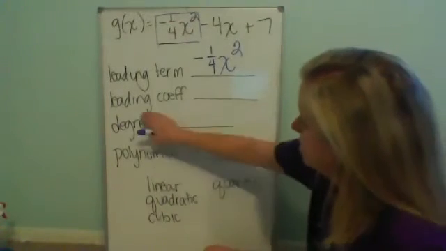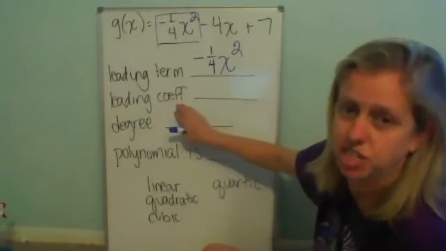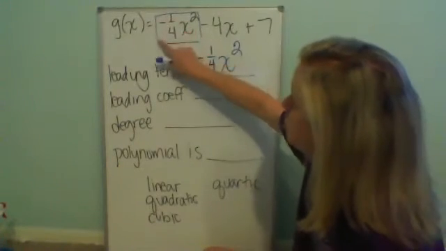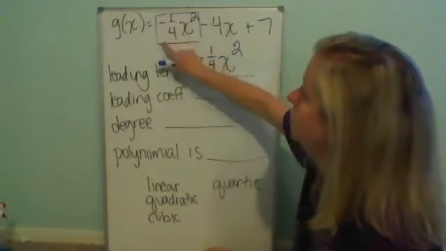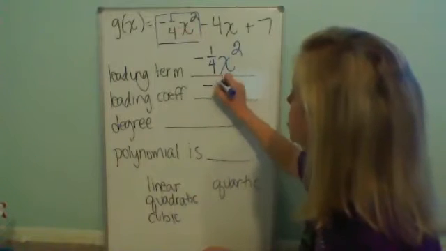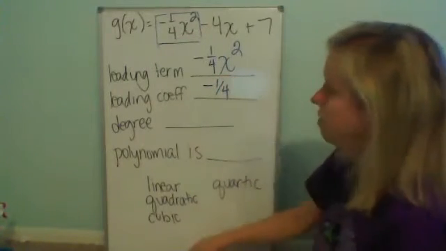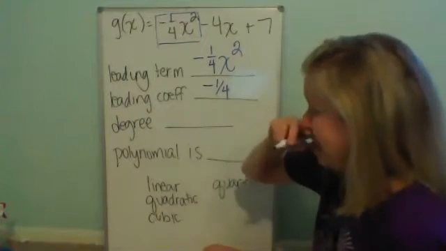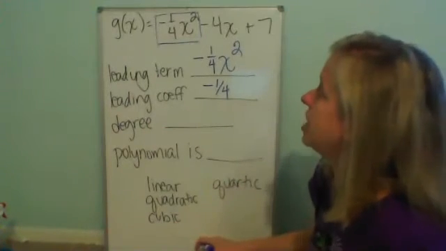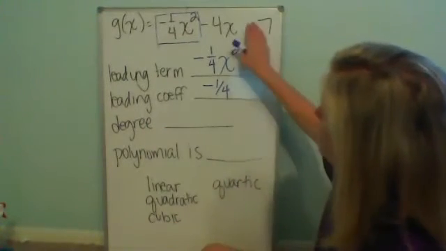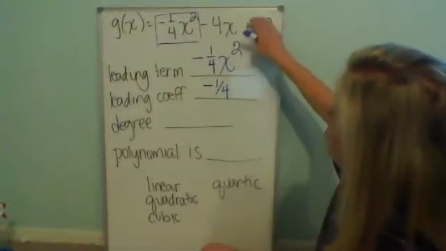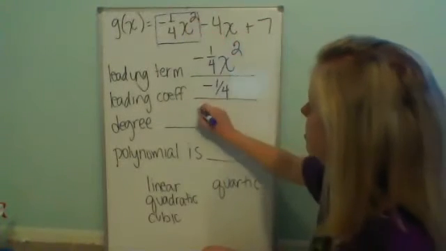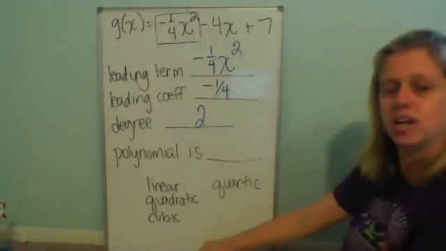Now, the second thing it's going to ask you is what's the leading coefficient? Now, the coefficient is simply just the number part of that term. So the leading coefficient is negative 1/4. The next thing it'll ask you is the degree. Let's talk about the degree. You go through and you look at the exponents, and then you just find the highest exponent, which is this 2. Whatever that highest exponent is, that's what the degree is.